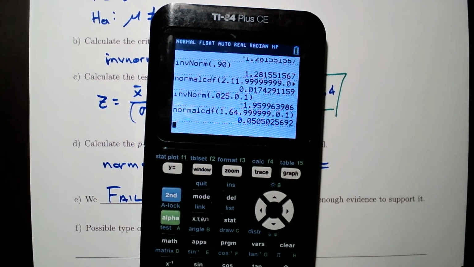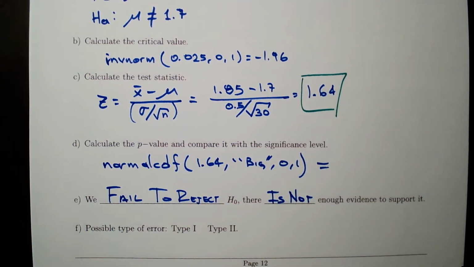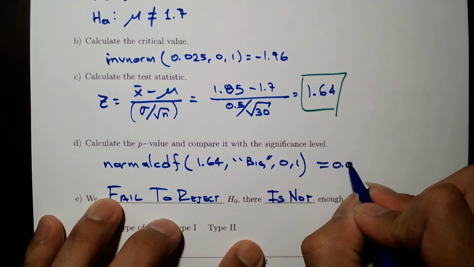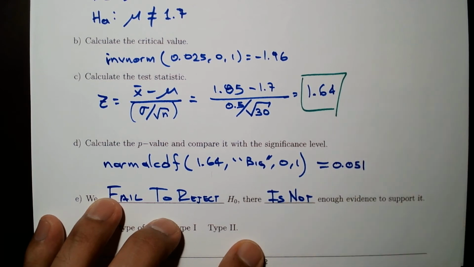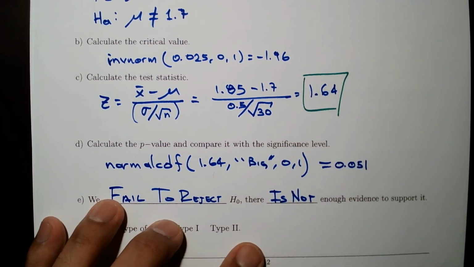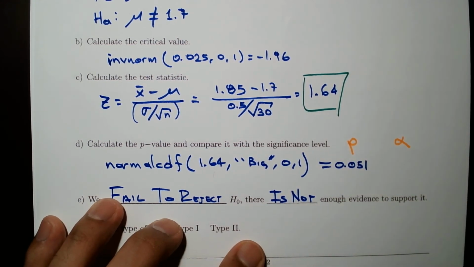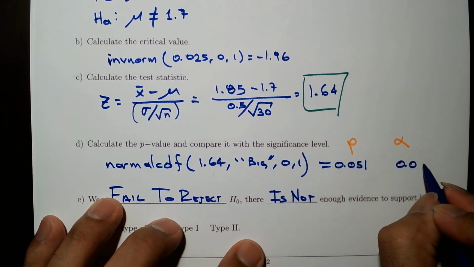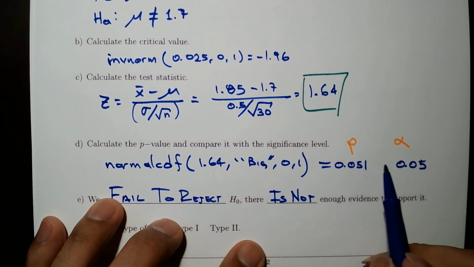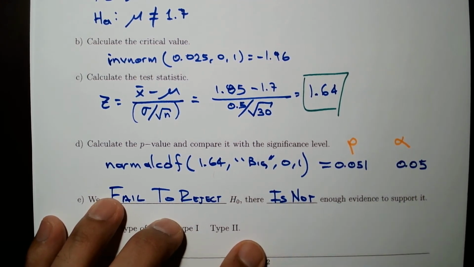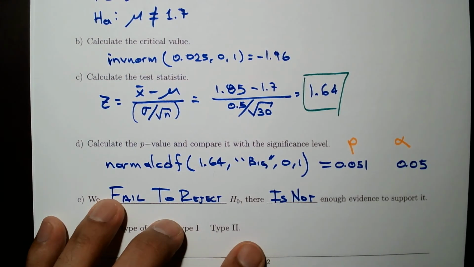0.051. Okay, this is P. What was alpha? Alpha was 0.05. See how tiny the difference was? We were almost there. We almost had enough evidence to support or to prove whatever was claimed as a false statement.